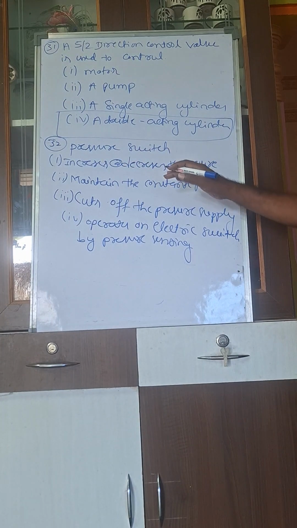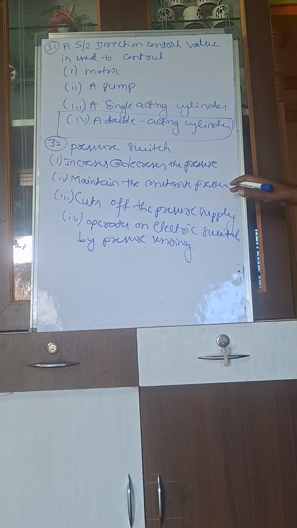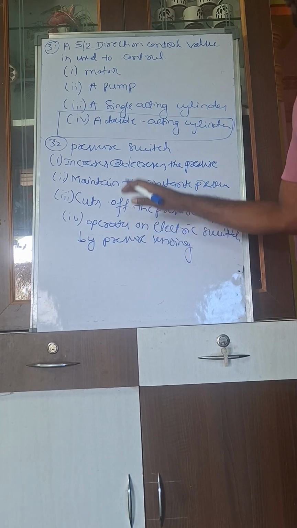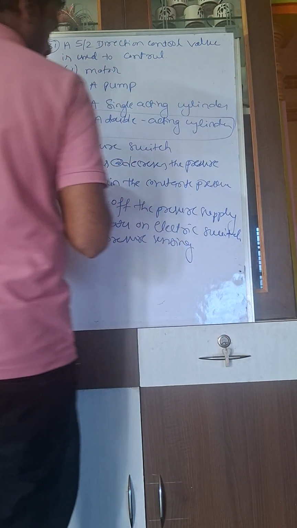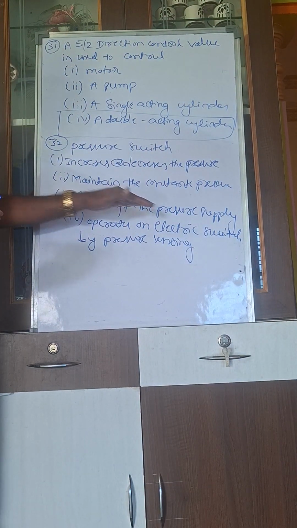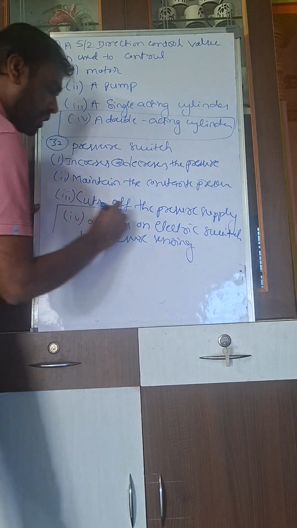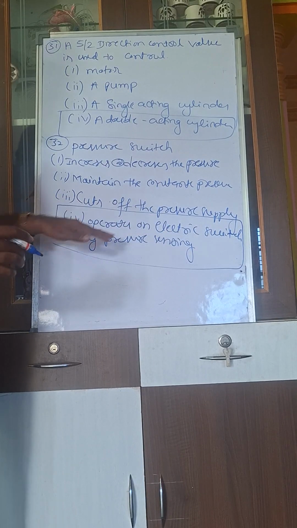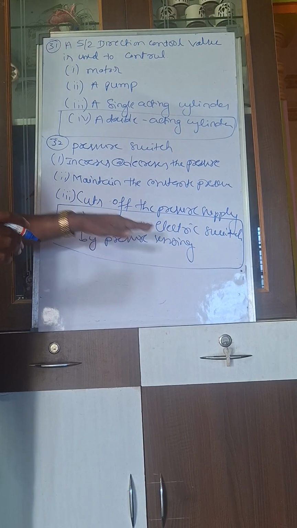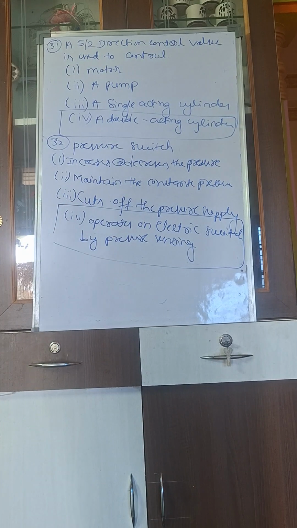See, pressure switch increases or decreases the pressure, maintains the constant pressure and cuts off the pressure supply. See, in the 32nd, the pressure switch operates an electric switch by pressure sensing. This is the correct answer. Operates an electric switch by pressure sensing.